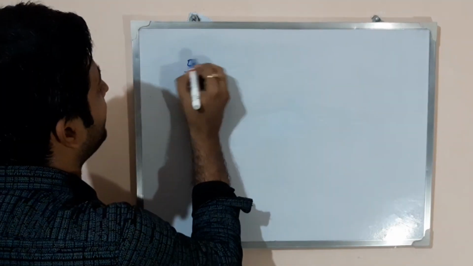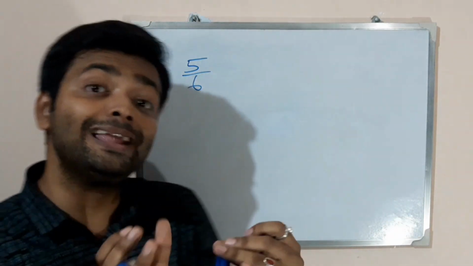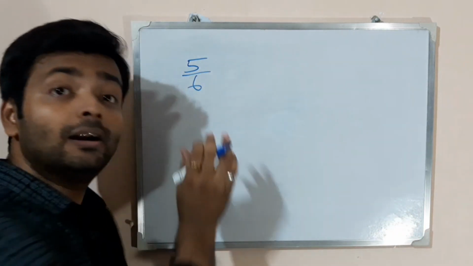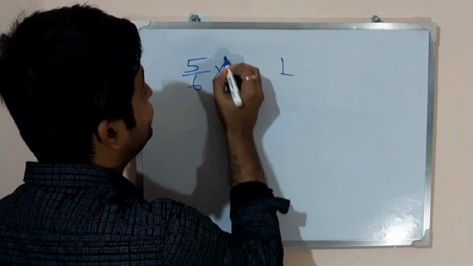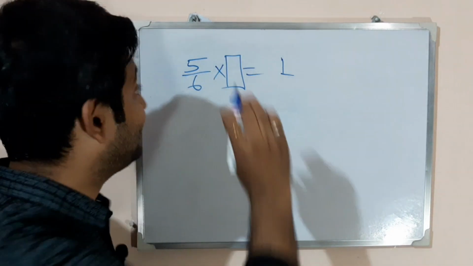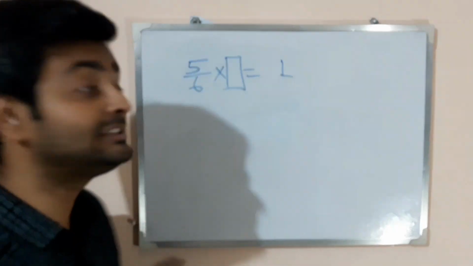Hello students, today we are going to learn a new thing, that is reciprocal, multiplicative inverse. So now what is a reciprocal number? Suppose there is a rational number, I am taking 5 by 6. Find another number which, when multiplied by this number, gives the product 1. That unknown number is called the reciprocal of this number.